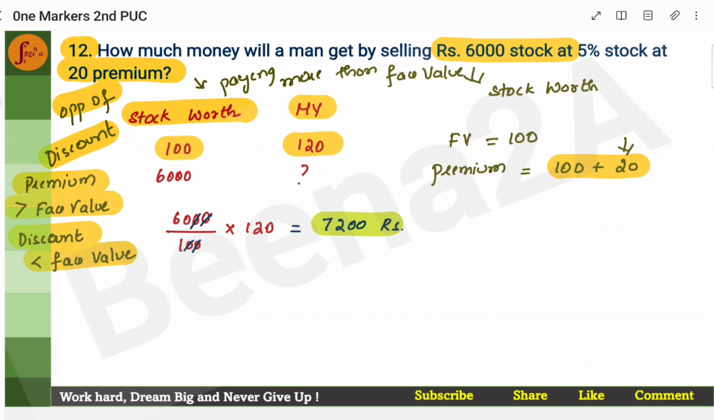Stock worth is 100. Now how much will a man get by selling rupees 6,000 stock? 6,000 worth stock. So it should be here, the face value or stock worth section. So you put 6,000 rupees here and you have to find how much he will get by selling this. So divide this 6,000 by 100 into 120 is 7,200 rupees. Because he's selling it at a higher price, 120 rupees, obviously he's going to get more money. The 6,000 rupees worth stock is selling at 7,200. So he's getting higher money.